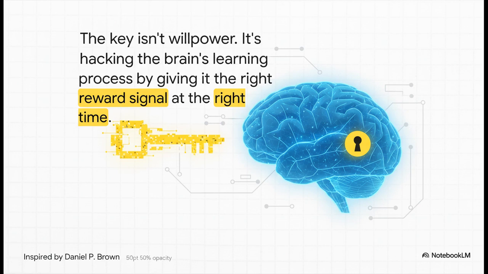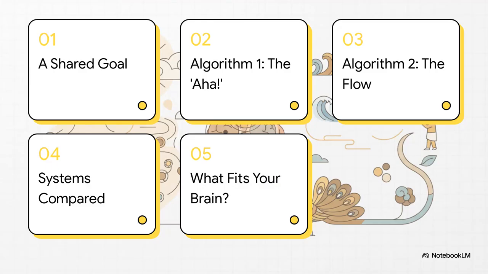The secret isn't trying harder. It's all about giving your brain the right reward signal at exactly the right time. It's basically hacking into its own natural learning process, and we're going to explore two profoundly different ways to do exactly that.